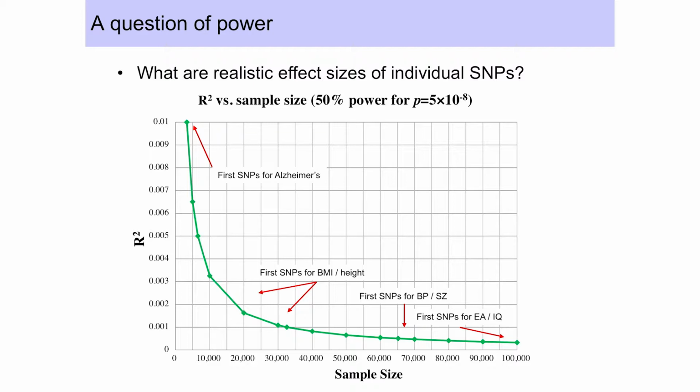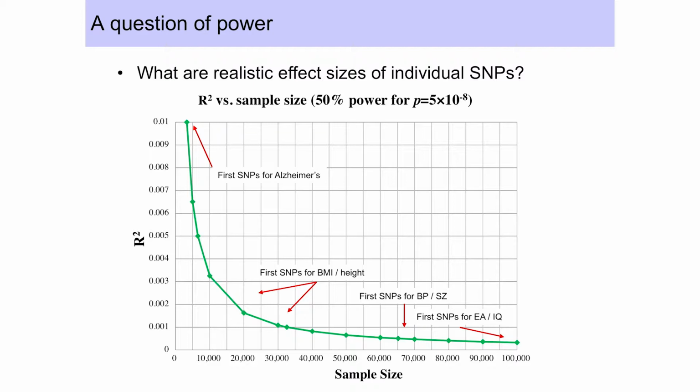If you look at Alzheimer's disease, well, we're actually up there, we're fine, right? ApoE has a pretty strong effect, and people were able to identify it in a sample of just a few thousand individuals. Things look very different for things that we're interested in as social scientists.